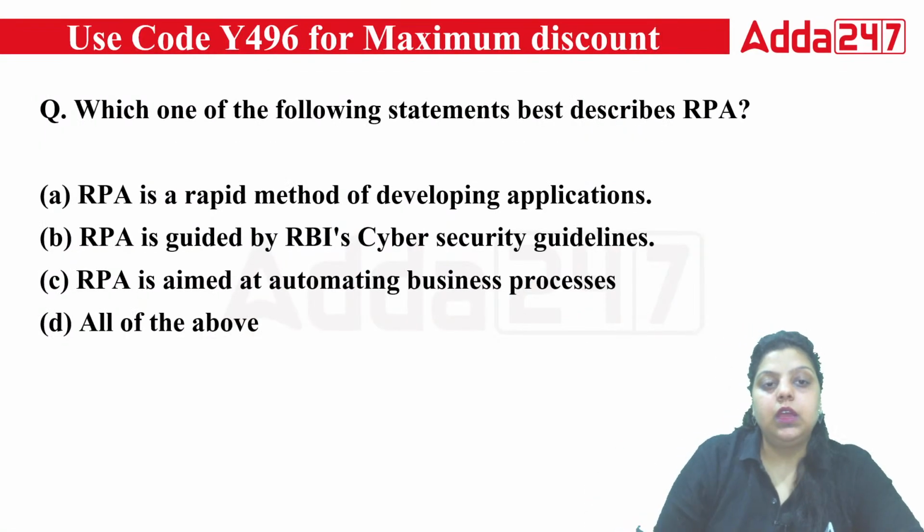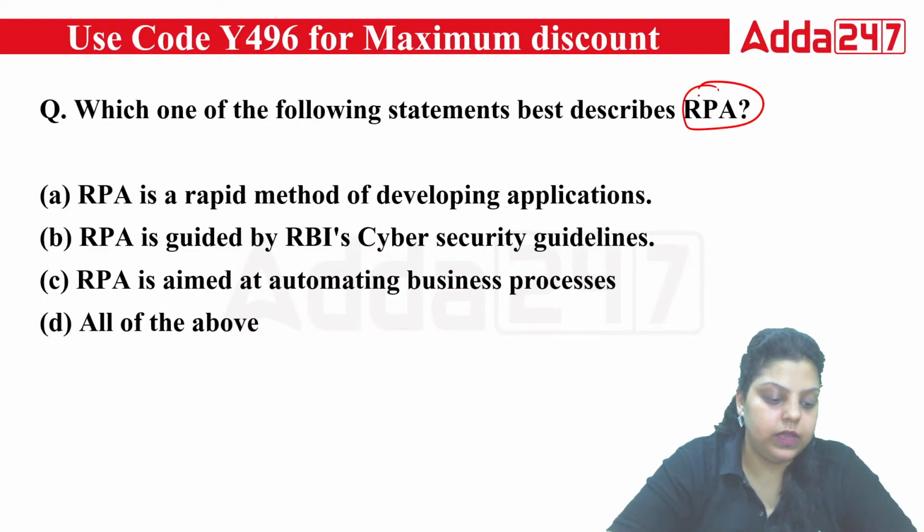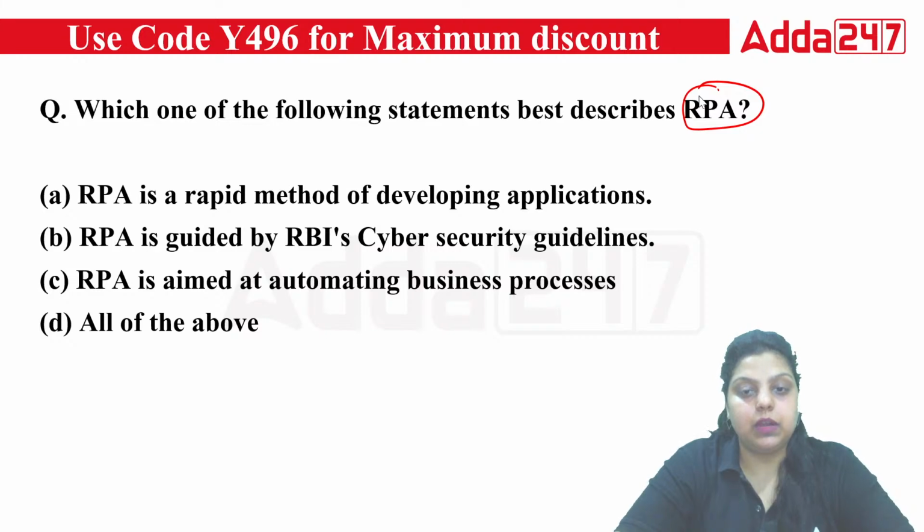Okay, now which one of the following statements best describes RPA? Now what is the full form of RPA? Let me know. So first is saying RPA is a rapid method of developing applications. Second is saying RPA is guided by RBI cyber security guidelines. Third is saying RPA is aimed at automating business processes. And fourth is saying all of the above. So which one is correct?